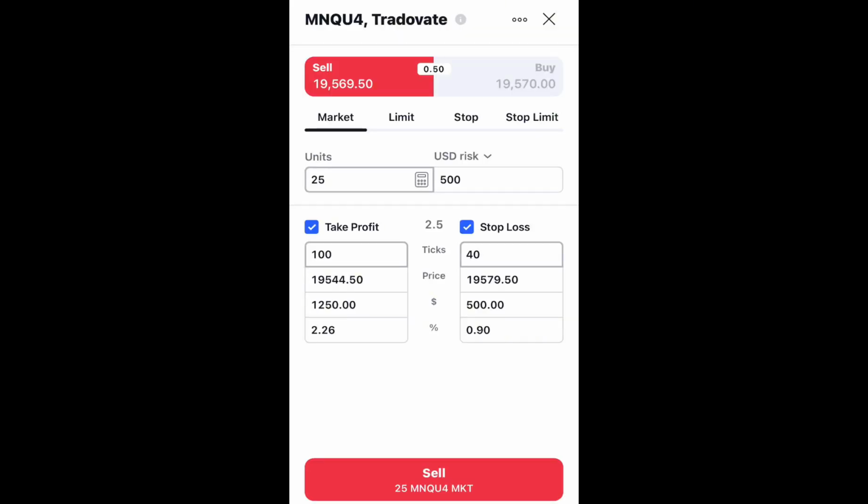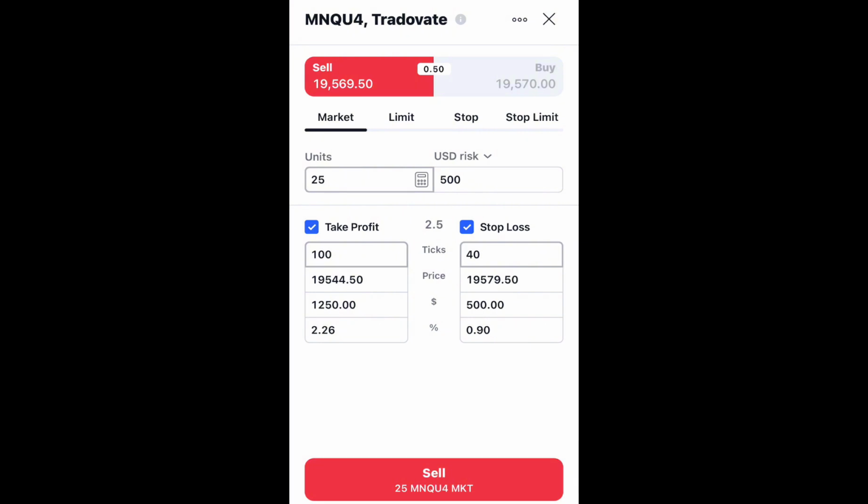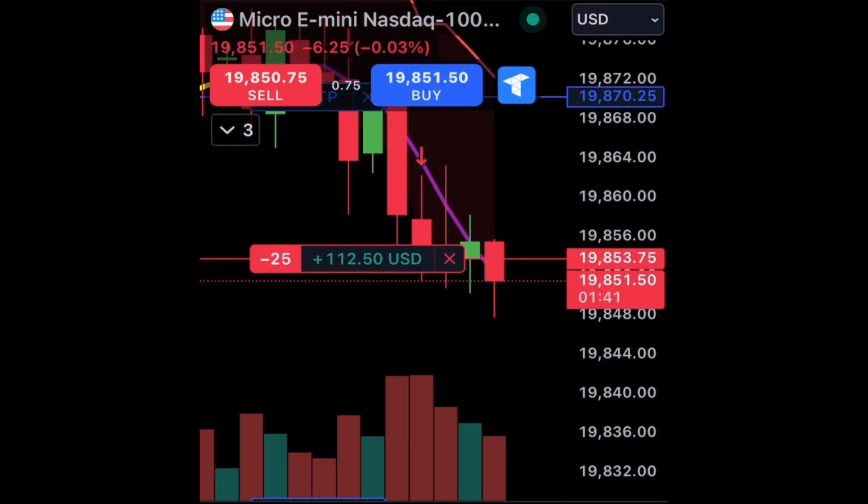So this is a typical order. What you find is you can make a market, limit, stop, or stop limit, and then you can add take profits and stop loss. What you see here is my basic setup: if I go in at 25, I'm looking for a 100-point move for profit and about a 40-point move at my stop. So now let's look at the live trade.